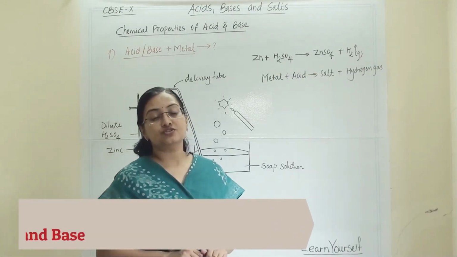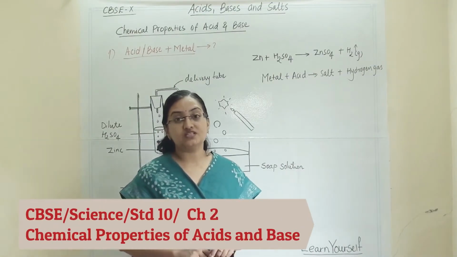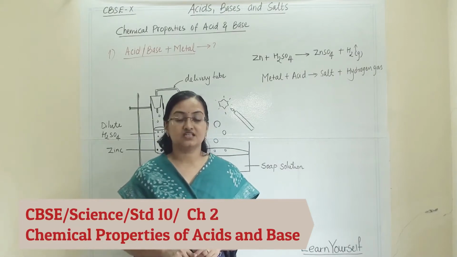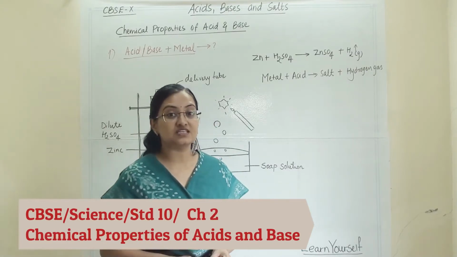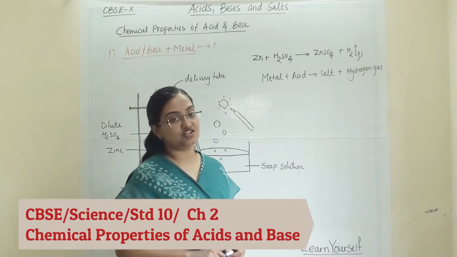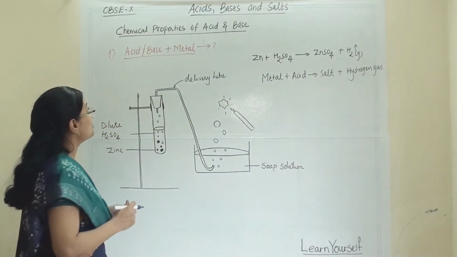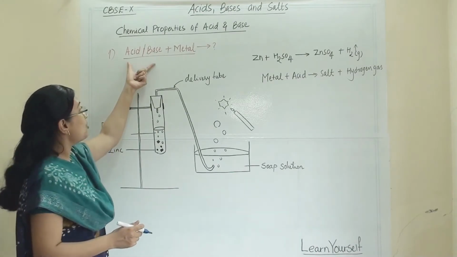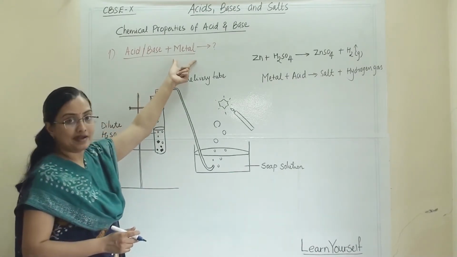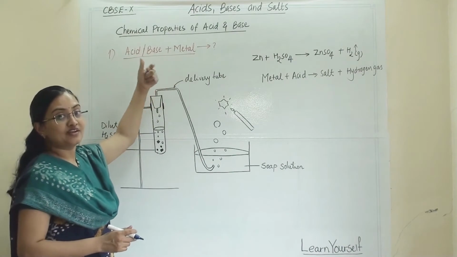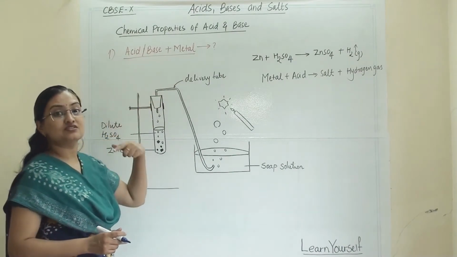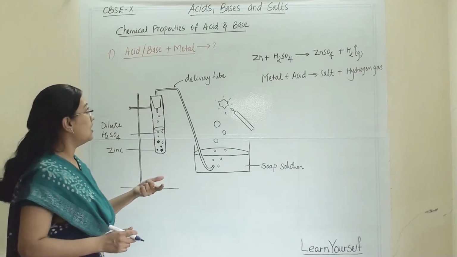Today we are going to study the chemical properties of acid and base. This topic is under CBSE Standard 10, from the second chapter. The first property we are going to study is acid or base reaction with metal. What will happen when acid and base is added to a metal?